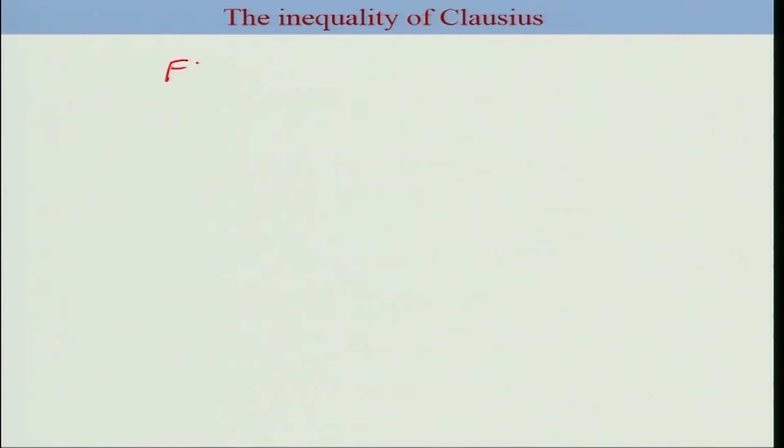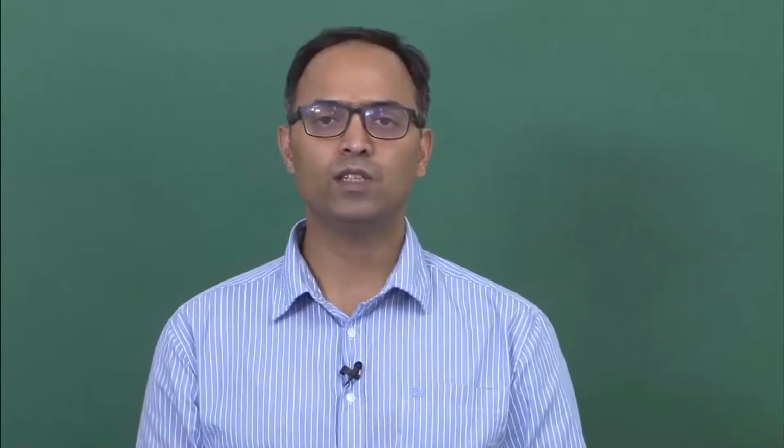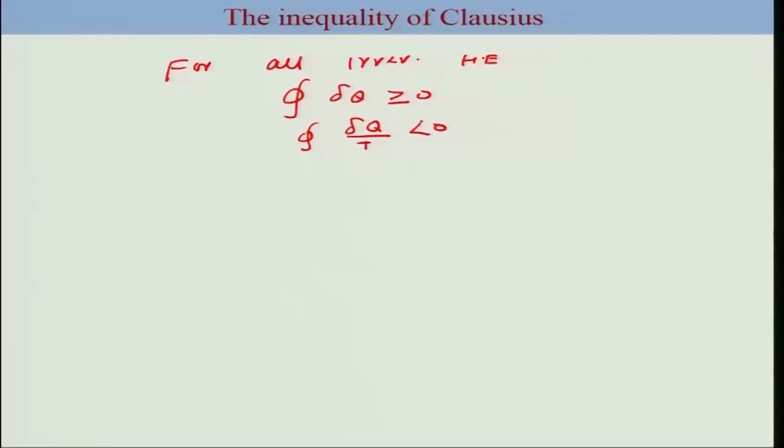So that means for all irreversible heat engines, the following condition would be true. This was the analysis based on the heat engine. First we did reversible and then we did irreversible. Let's now look at the refrigerator, particularly to complete the demonstration here for the Clausius inequality.